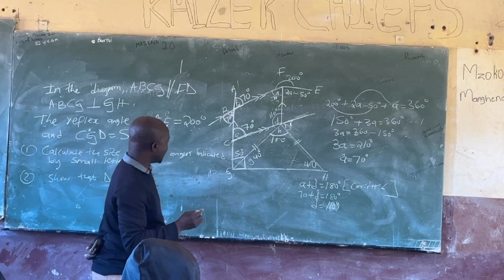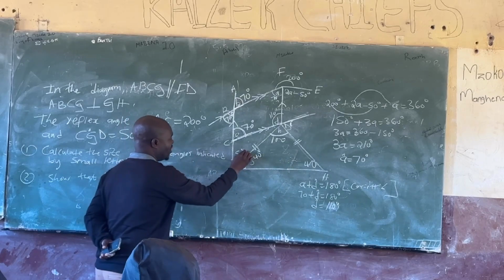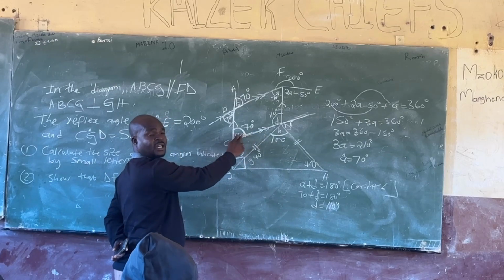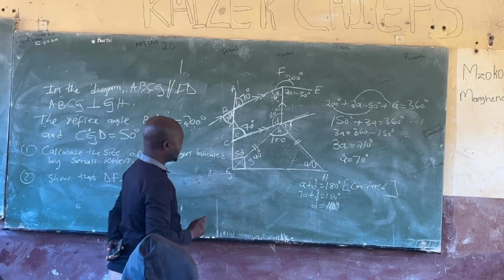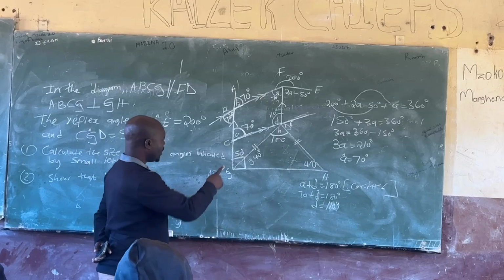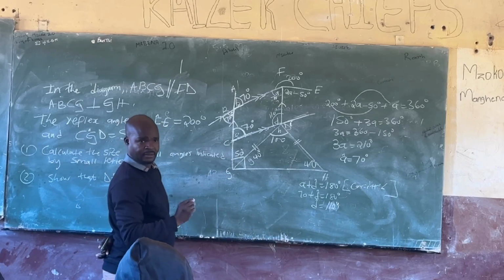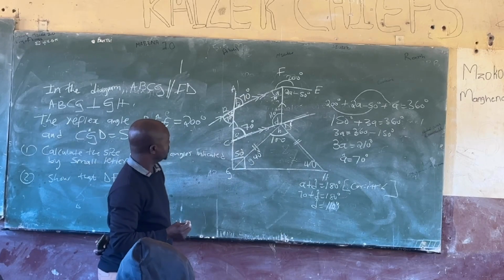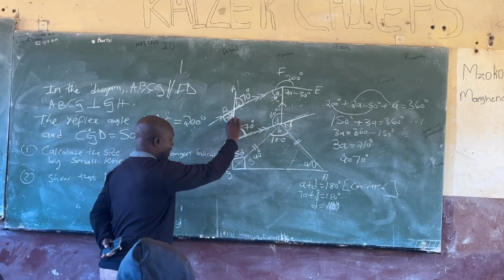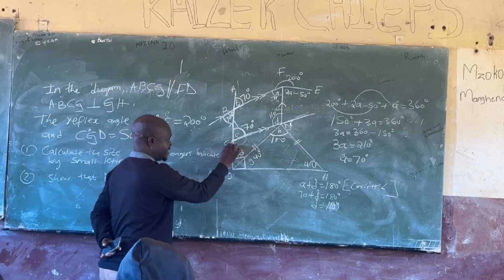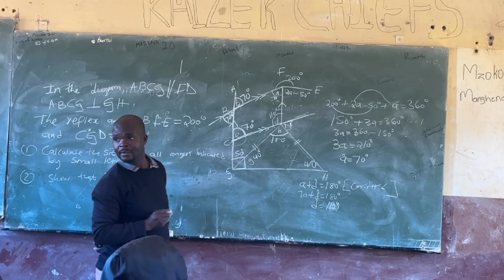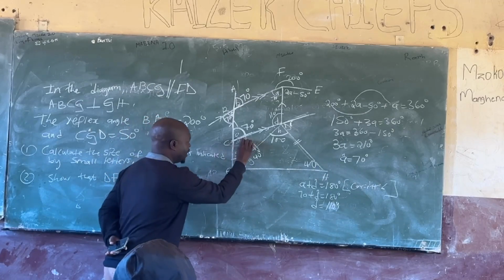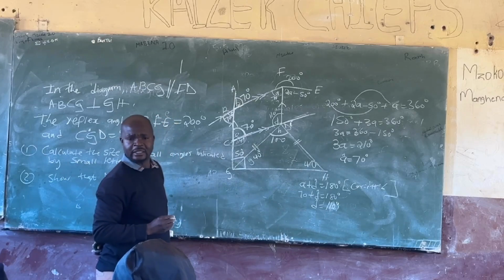Then we have 50, which is on this triangle. But I have 70 here. Tell me, 180 minus 70, you get 110. Do you agree with me when I say these angles are angles on a straight line? Yes. Here is 110.